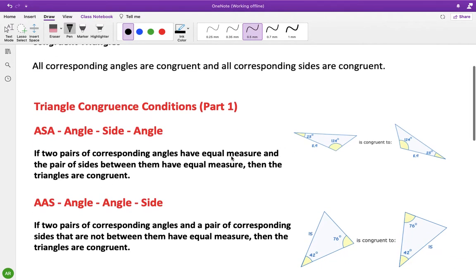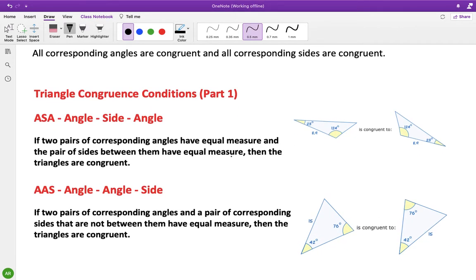The first one we're going to talk about is ASA, or angle side angle. If two pairs of corresponding angles have equal measure and the pair of sides between them have equal measure, then the triangles are congruent. So in an example over here, we have an angle measure of 23 degrees. Let me go ahead and highlight that in both triangles. And then we have an angle measure of 124 degrees in both triangles. And then we have a side length of 8.9 units.